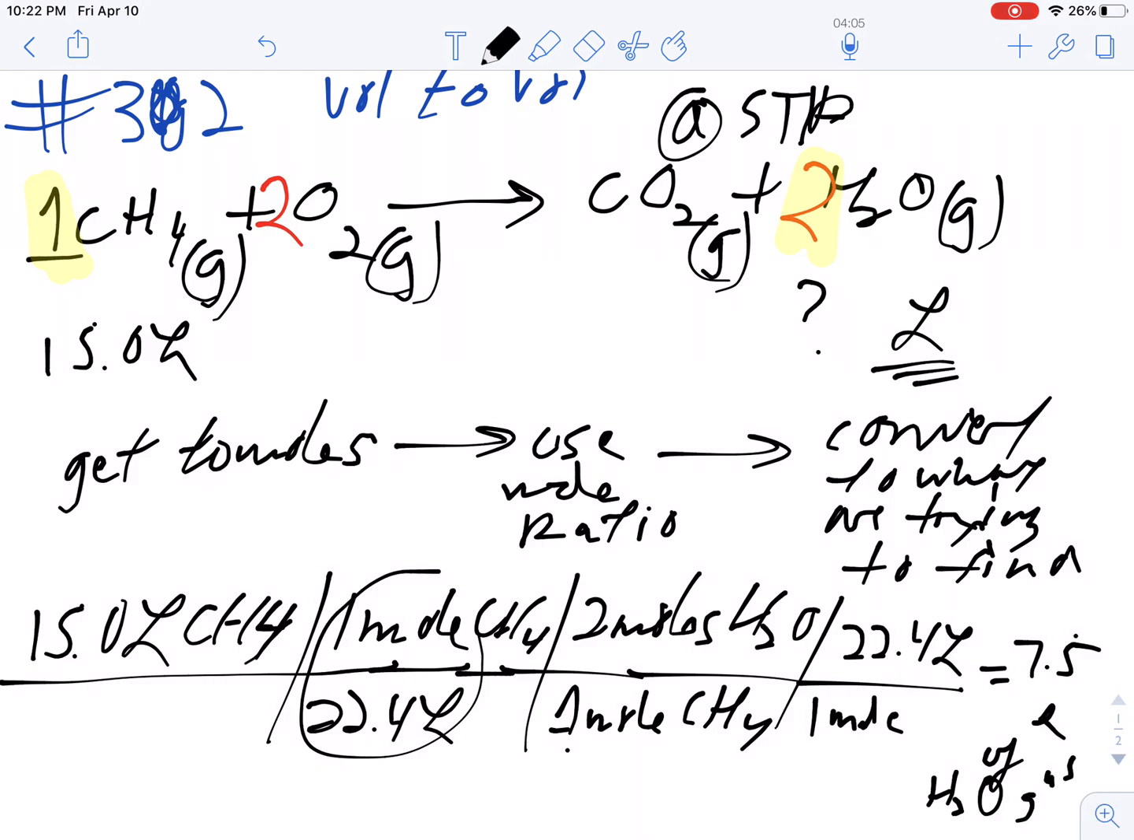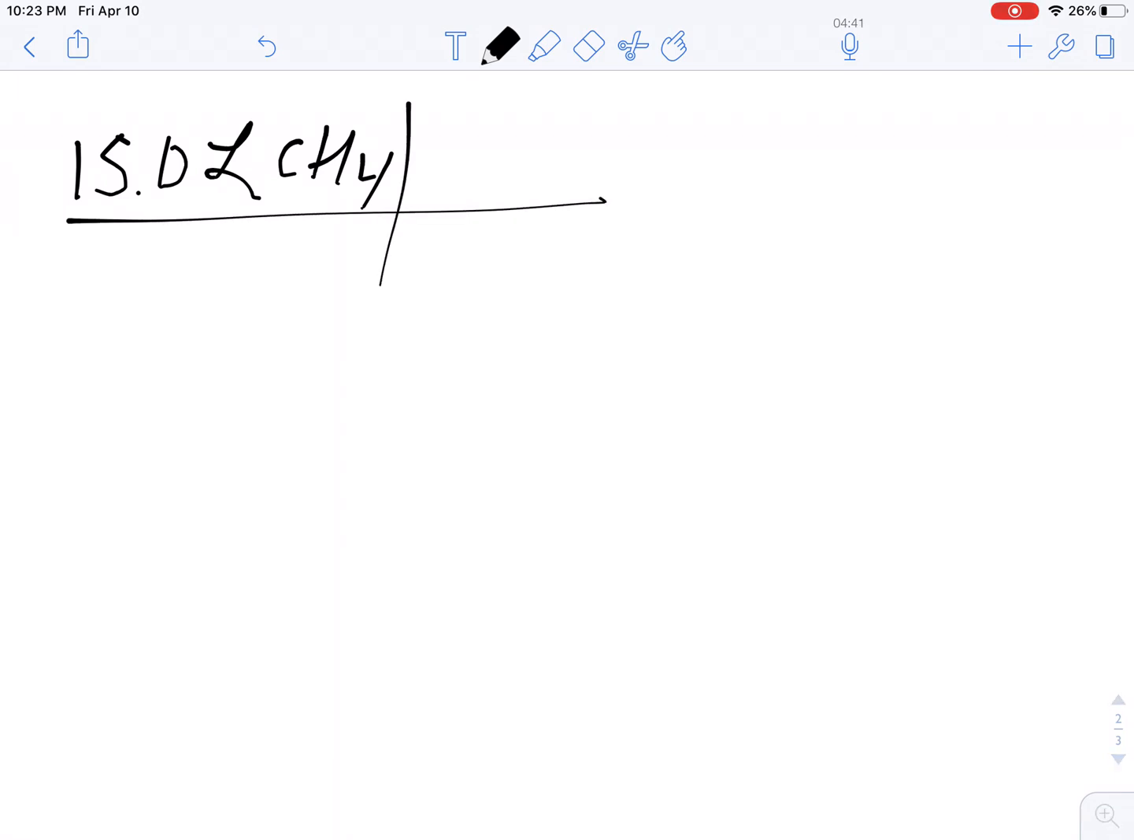gas. Okay? So something to notice here is that here we're dividing by 22.4 liters, and over here we're multiplying by 22.4 liters. So what ends up happening is that these 2 steps cancel each other out. And so the problem really just simplifies to 15 liters of methane gas, and then going straight to the mole ratio. For every 1 mole of methane, 2 moles of water vapor.